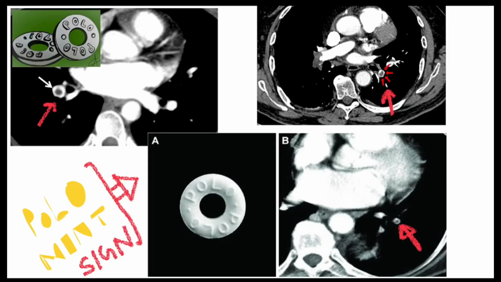So guys, what is the Polo mint sign? This is the Polo mint sign. We can see here this is the Polo mint shape, and here the emboli is within the pulmonary artery, and this is looking like a Polo mint. And again, here we can see this is the Polo mint sign.